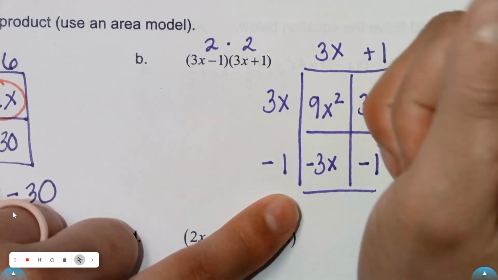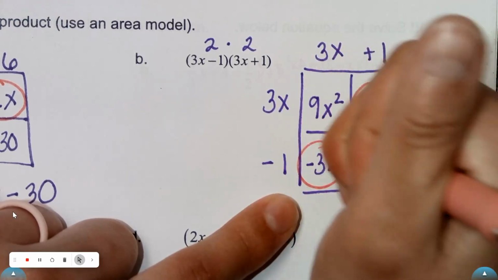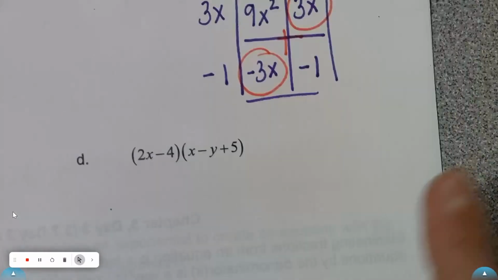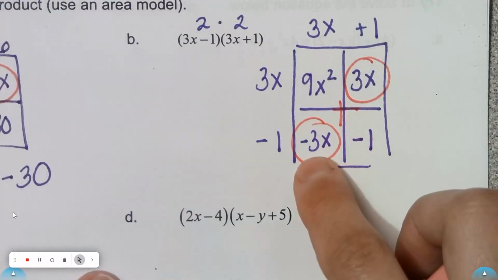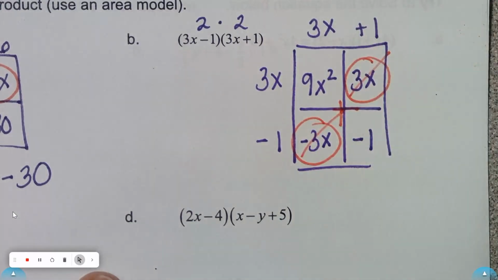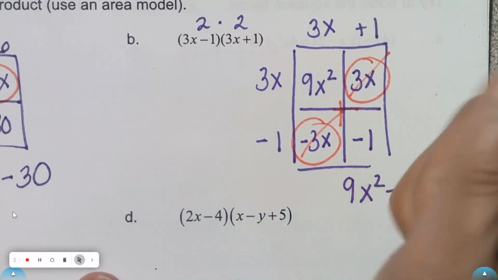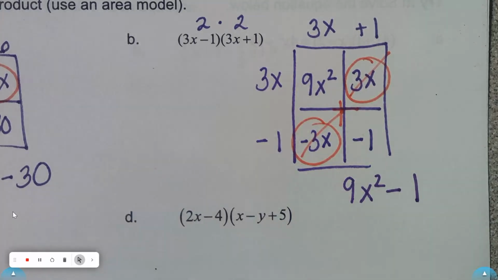Whatever you have as like terms, you want to combine them. So like these I can combine, and you're always adding your like terms. So here I'm doing 3x plus negative 3x, which you'll notice will cancel each other out. They zero each other out. It's 0. So the stuff that I'm left with is that 9x squared and the minus 1. Whatever you have left, you just write outside of your box. So the 9x squared and the negative 1.